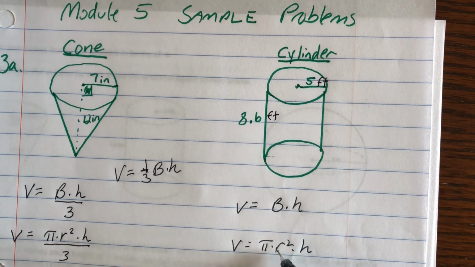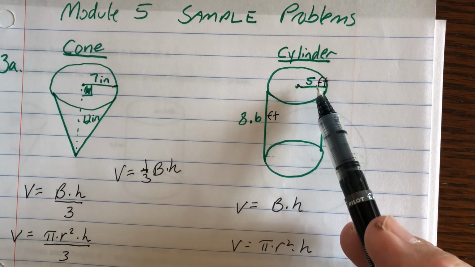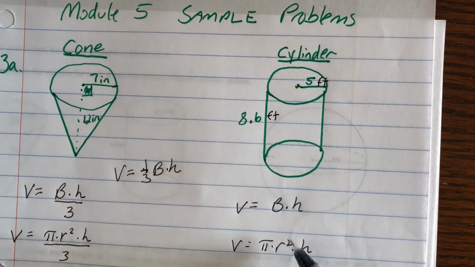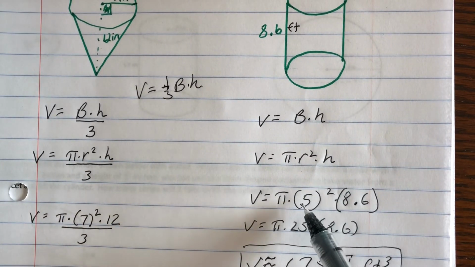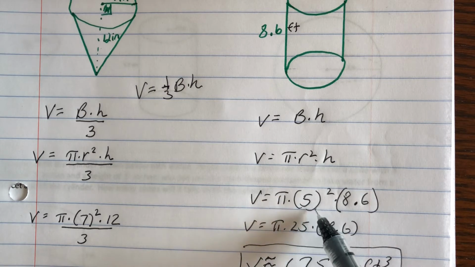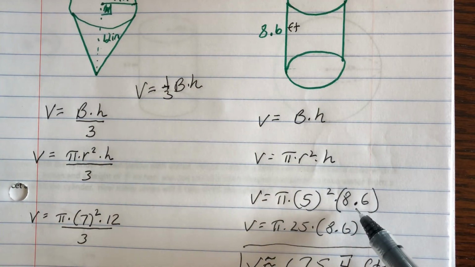So now I'm going to sub a number in for my r. In my example, the radius is 5. Now your radius is different, so you would sub a different number in, but you're going to use the same formula, right? So just use mine as a model. So now I have pi times 5 squared. My height was the 8.6, so I replaced the h with the 8.6.